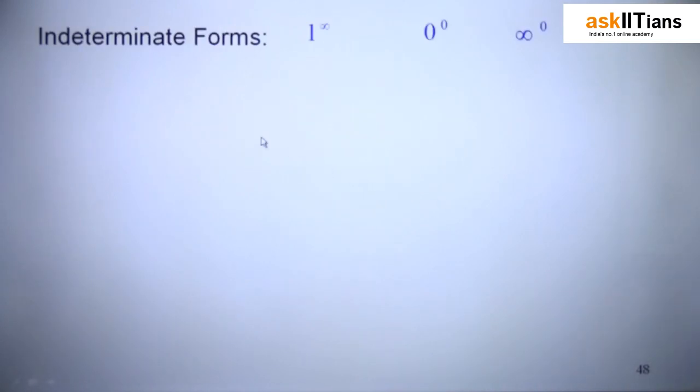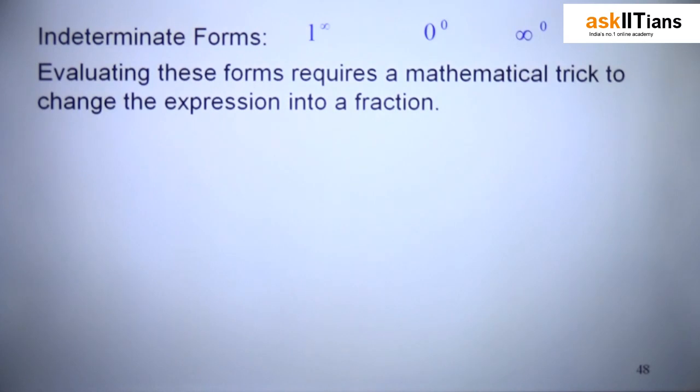Now there are other indeterminate forms such as 1 to the power infinity, 0 to the power 0, infinity to the power 0. We'll see how we convert these given indeterminate forms into fractions and then apply L'Hopital's rule to them.